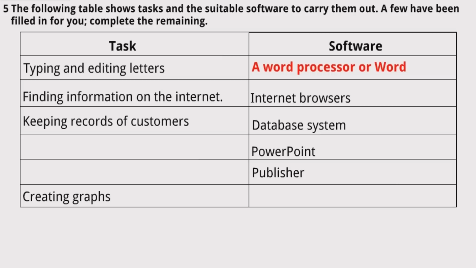Number 2, finding information on the internet. When you are finding information on the internet, you are going to use an internet browser like Chrome or Google, Bing. You can also use Safari. There are so many internet browsers, and that depends on the equipment you are using and the availability of the software.